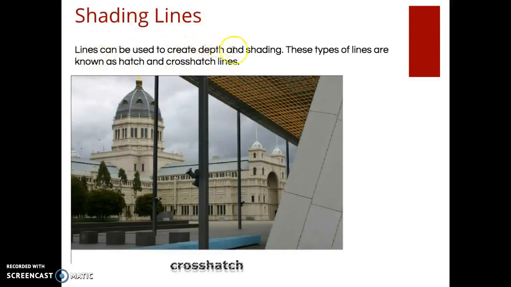Shading lines can be used to create depth and shading. These types of lines are known as hatching and cross-hatching lines. So for instance, the shade structure up here, to show that it actually is a shade structure, there are lines that they use across the top here that go vertical and then diagonal, so it creates this thing we call a cross-hatch. This way you know that it has some depth to it, that it has some shade to it, without just filling it all in with one color.